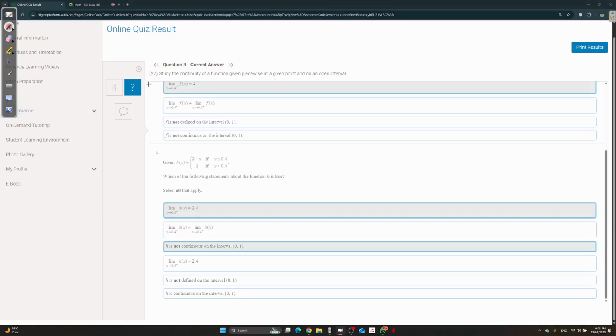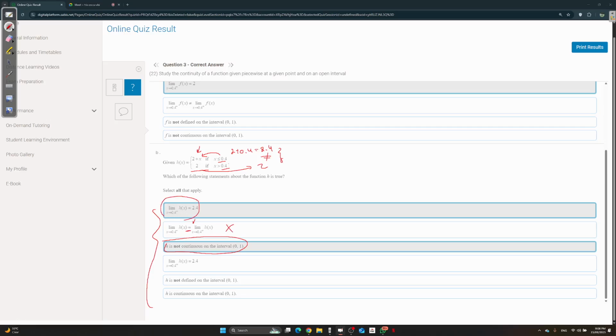Part B, you have h of x, 2 plus x, and then 2, between 0.4, 0.4. Which of the following is true? Now, before even solving, how much will you get here? 2 plus 0.4 is 2.4. Here, you're going to get always 2. Are these equal? Not equal. So, can you say it's continuous? No, it will be not continuous. You say, this is wrong because they're not equal.